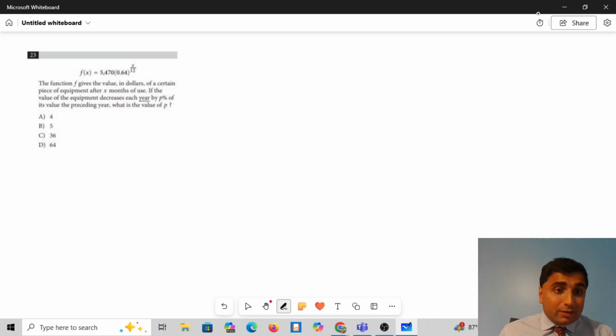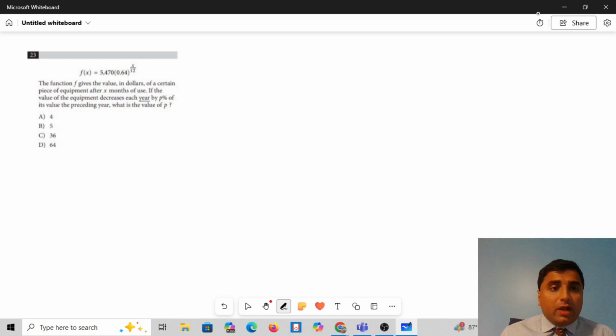Okay, now let's look at one of the challenging questions of the SAT over here. They're telling us the function f gives the value in dollars of a certain piece of equipment after x months of use. If the value of the equipment decreases each year by P% of its value the previous year, as compared with the previous year, what is the value of P?